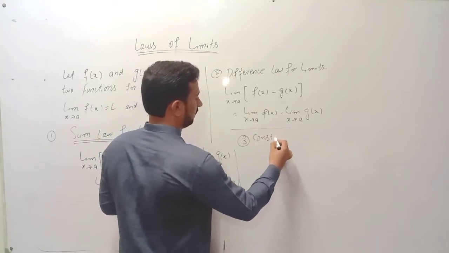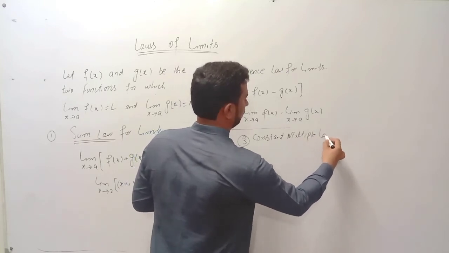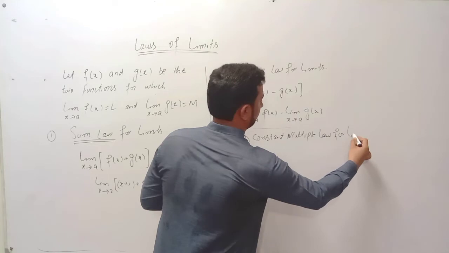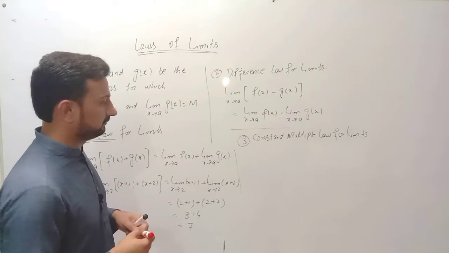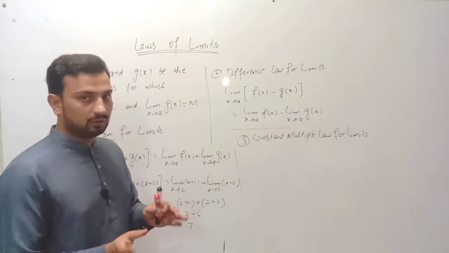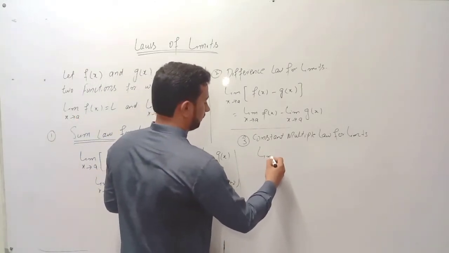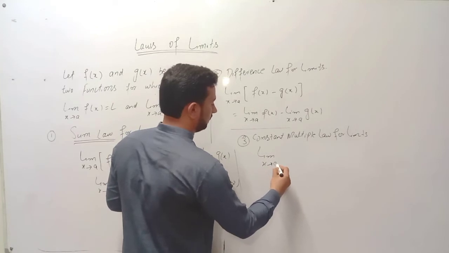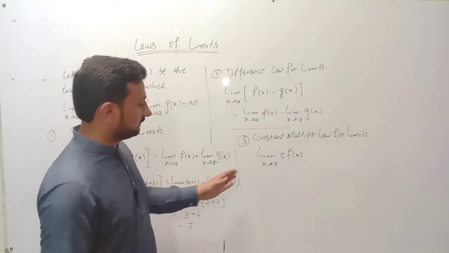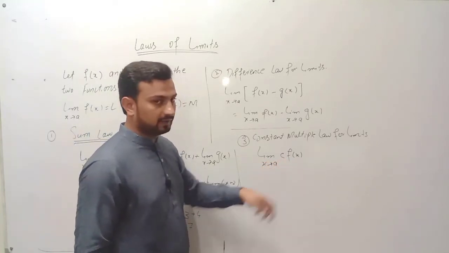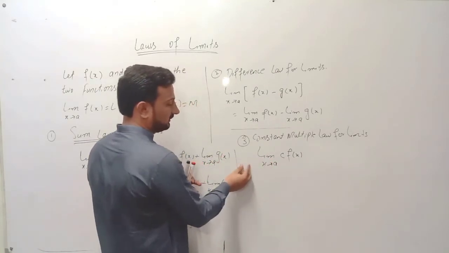The constant multiple law for limits. Sometimes while evaluating limits, there is a situation like this: limit x approaches a of c times f of x. When there is a situation like this, what we will do is just pull c out of this limit.